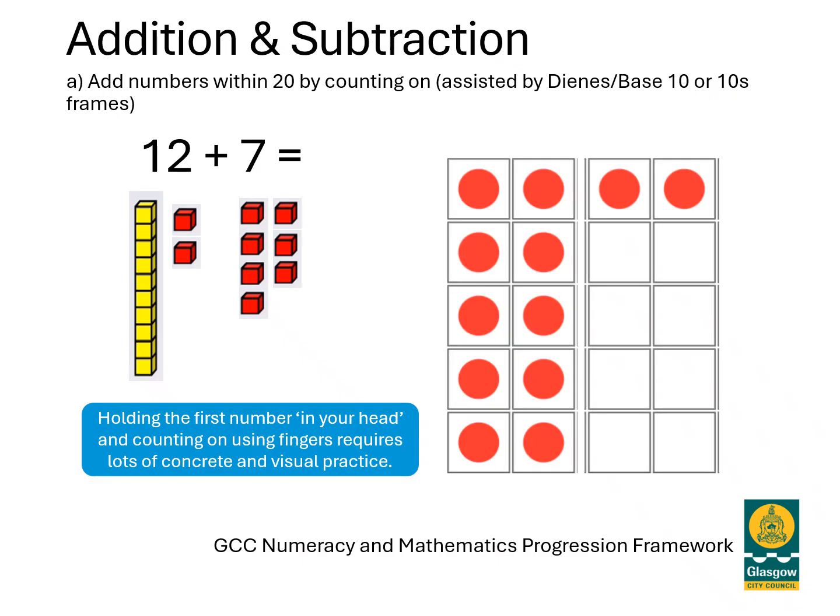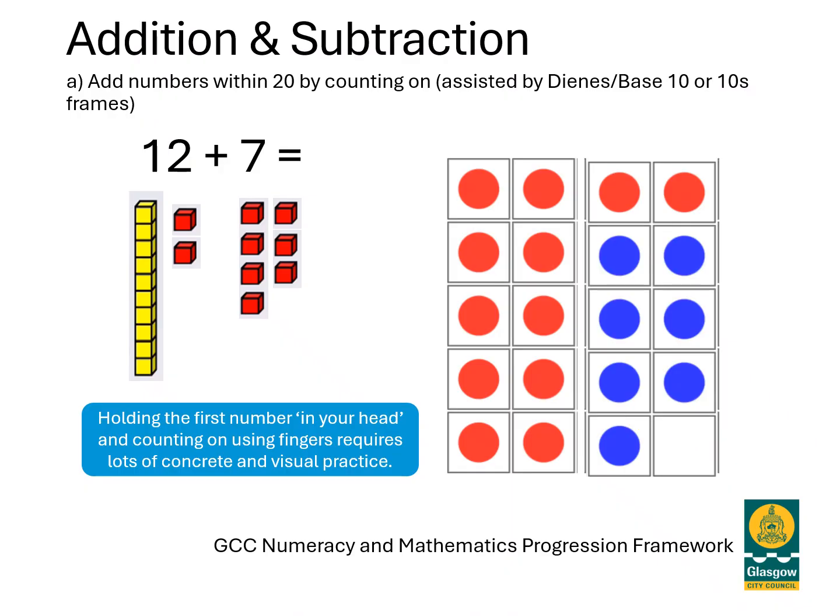We can do the same thing with tens frames. So laying out our 12, counting out 7 counters, and then popping them in the second tens frame with the 12, with the 2 of the 12. And depending on how familiar the pupils become with those tens frame layouts, they might then not need to count to tell you that the total is 19. They might be able to visually tell you that that is 19.